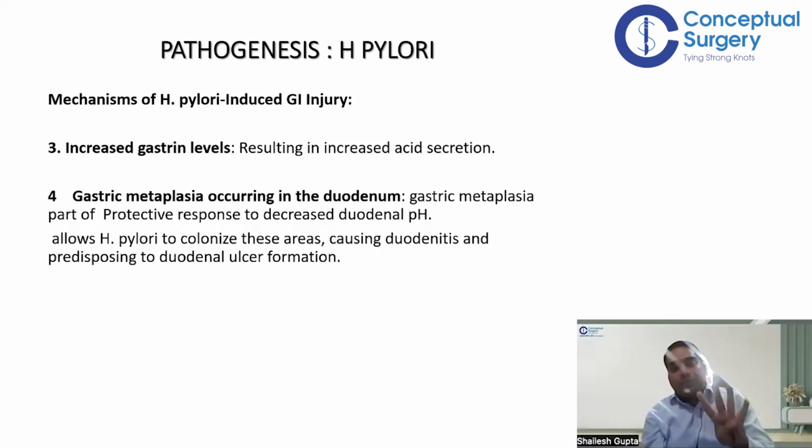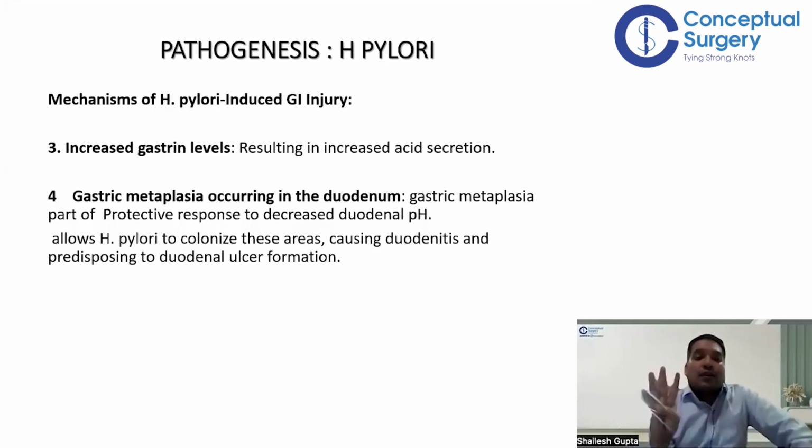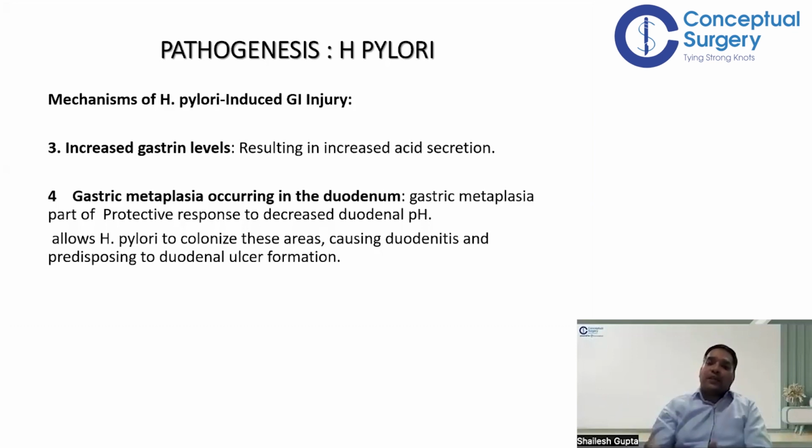So there are 4 mechanisms. Number 1, it toxin product release करता है. Number 2, it causes local inflammation. Number 3, it increases gastrin level. Number 4, it causes gastric metaplasia occurring in the duodenum, because duodenum का एक protective mechanism है अपने आप को एसिड से बचाने का. तो उस gastric metaplasia के अंदर हमारा H. pylori organize हो जाएगा, and this will cause duodenitis, and this will lead to duodenal ulcer formation.